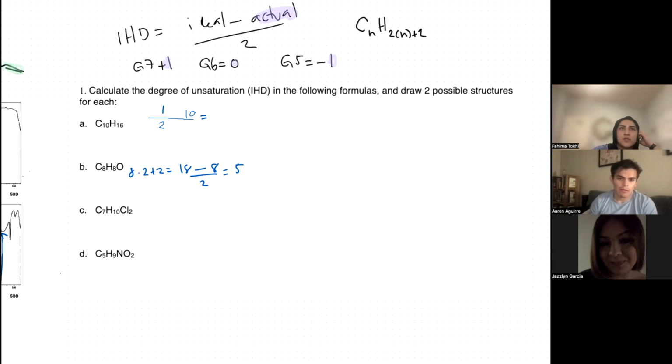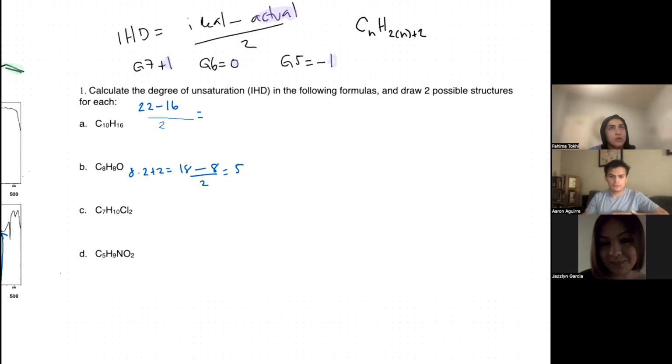Which is 6 over 2. Let me erase everything and just write here. 22 minus 16. There we go. Then in that case it's 6, and then you just divide it by 2. Okay.